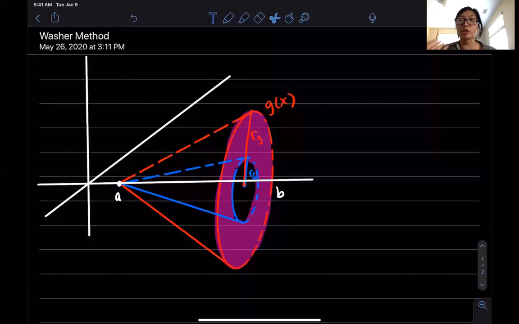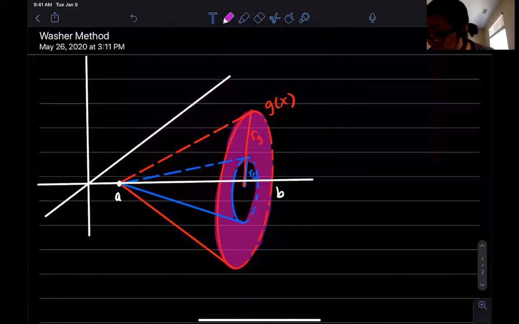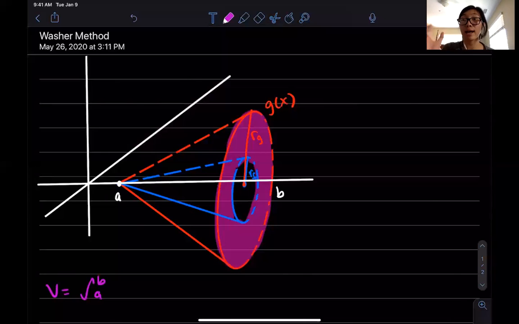How we're going to do that, we're going to start with what we know is our adding machine in calculus. We're going to use a definite integral. So we know that our volume is going to be a definite integral, and we need to know from what point to what point we're going to take the definite integral. That's going to be our height. For our case, we want to take it from a to b. So we're going to take a definite integral from a to b.